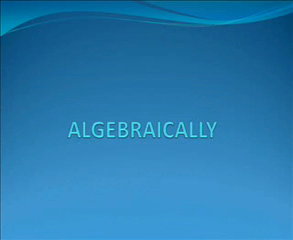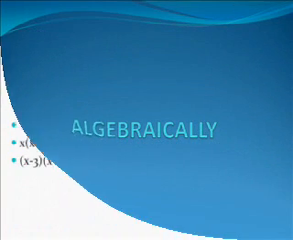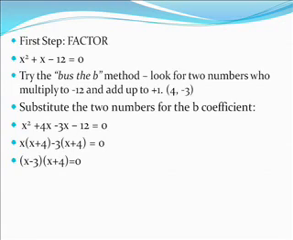Now we will solve the equation algebraically. Our first step is that we must factor the equation. Let's try the bust the b method. First, we need to find two numbers that multiply to -12 and add up to +1. And those numbers would be 4 and -3.